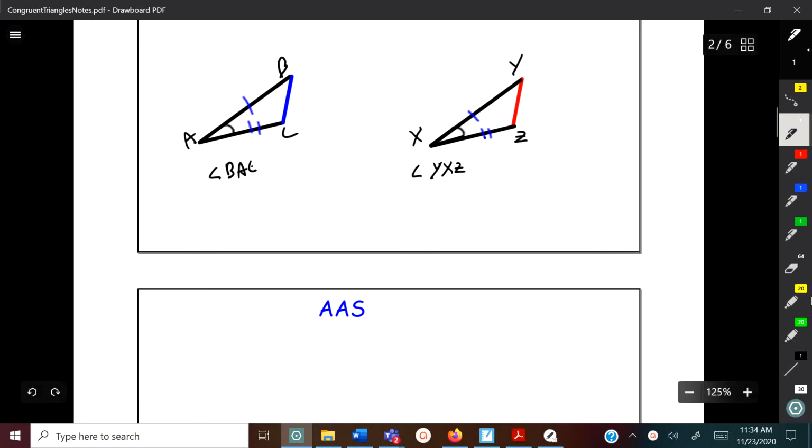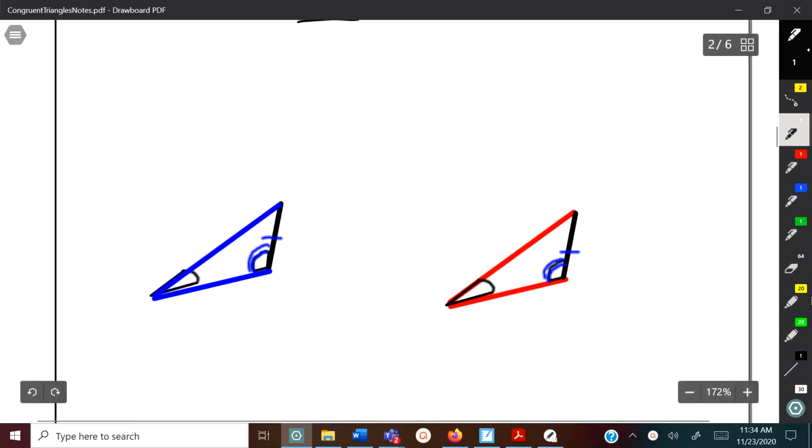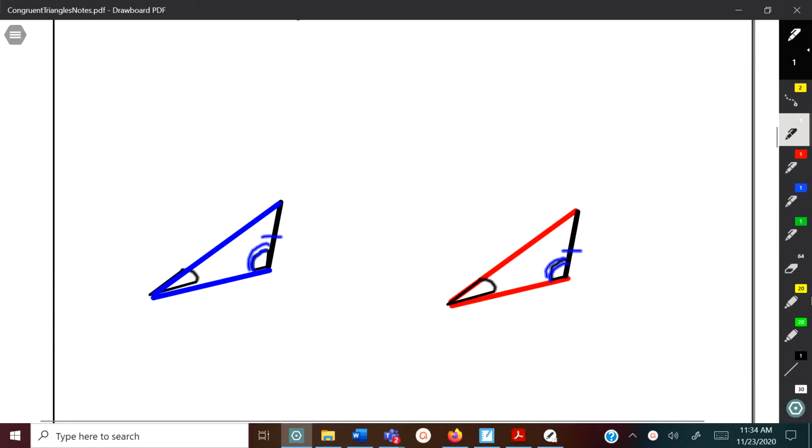Oh, and one more: angle, angle, side. Because you have two angles, you don't have to worry about the side in between, but it has to be a side right after one of them. I'm going to zoom in a little bit. Here you've got an angle, not this side, then an angle, and then a side right after it. If you have that, then the whole triangle is congruent.